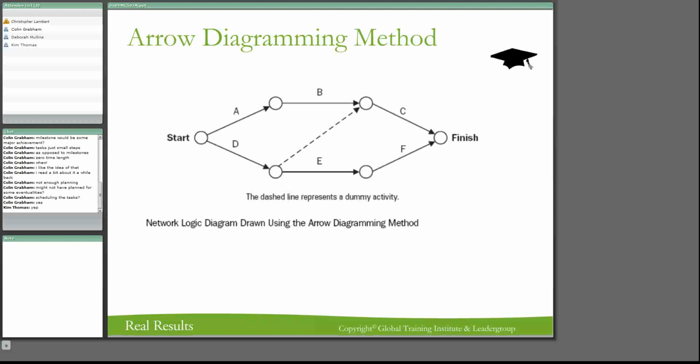Good, thanks, Colin. Why wouldn't they simply have the node there between B and C the same one as between D and E, so that B runs into that one and C comes up off it, instead of having that dummy line across there?